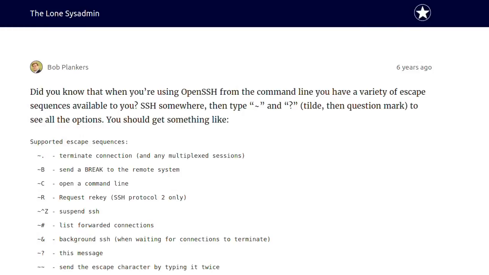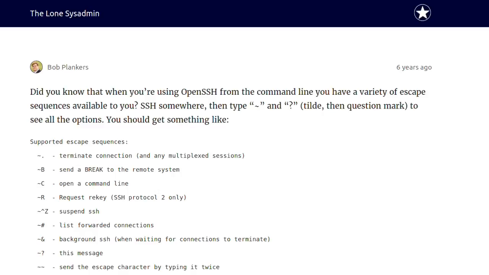Yes, we should. Okay. So I guess first up today, it's just some practical advice, a little different than what we normally do. Yeah, it's very lighthearted. There's nothing serious in this. And it is actually very interesting. I did not know that you could do this. Bob Plankers is letting us know: did you know that when you're using OpenSSH from the command line, you have a variety of escape sequences available to you? I did not know this.